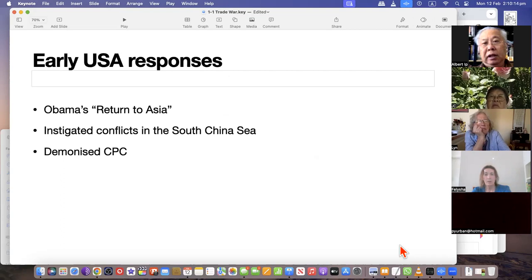So the early US response, at that time, 2011, Obama announced that it is returning to Asia. What does it mean? Obama wants to put about 2/3 of his naval power into the Pacific. So the Chinese leadership, looking at this announcement and looking around Asia, around the Pacific, asks which country deserves 2/3 of U.S. naval power?